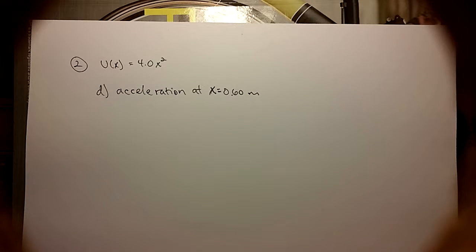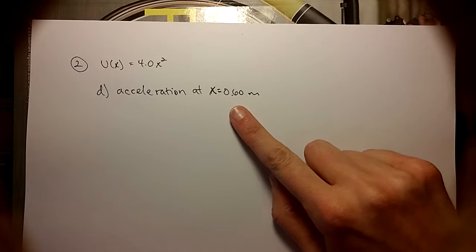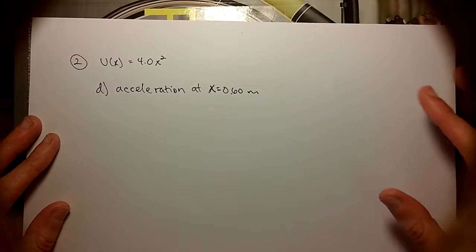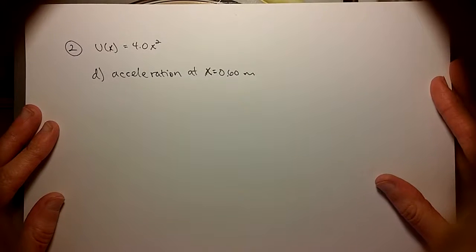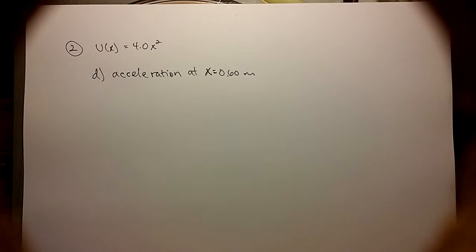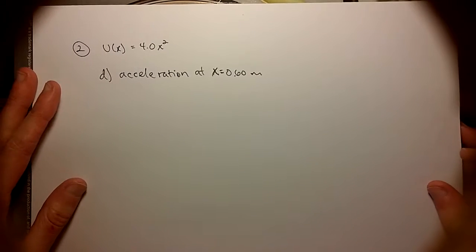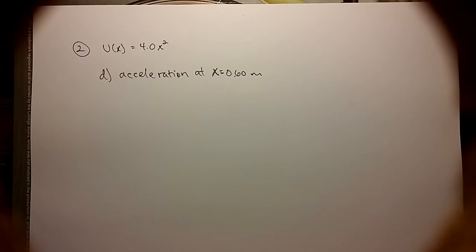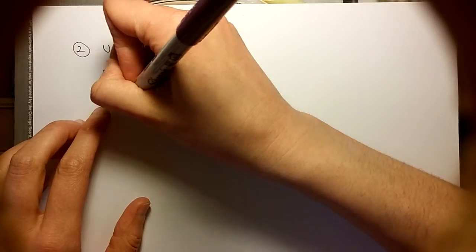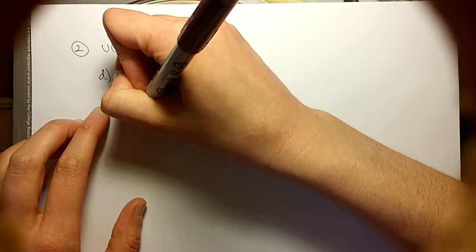So on part D of this one, we're supposed to find the acceleration of the object as it passes this position, positive 0.6. And I think a lot of you thought that maybe you were supposed to use your answer to C somehow, because you know that acceleration is the rate of change of velocity. So like we know that acceleration is dv by dt.